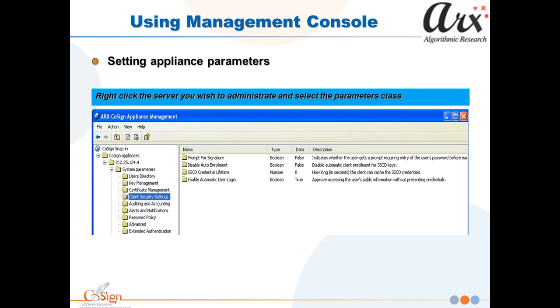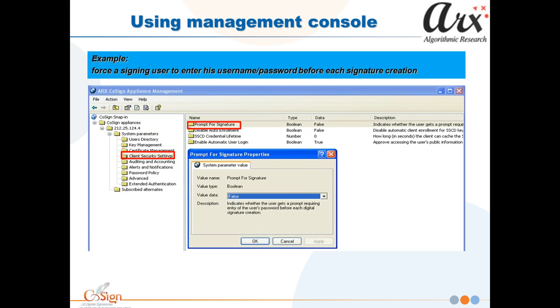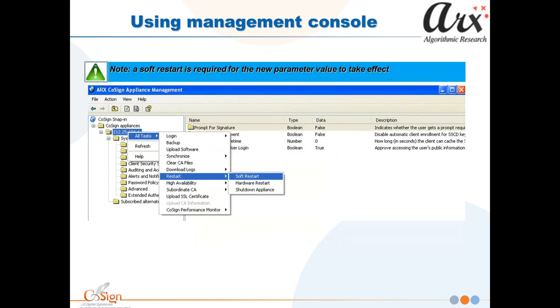So if we were to come in here and change prompt for signature from false to true, we would then want to right-click on the IP address of the appliance, select All Tasks, Restart, Soft Restart before that took effect. Okay. And actually, I believe that I have images of that. So we're changing this system prompt for signature, and then we do a soft restart. And you can see that here, All Tasks, Restart, Soft Restart.